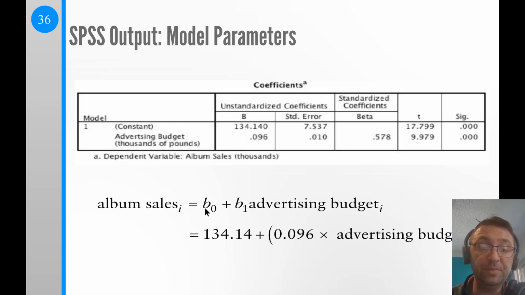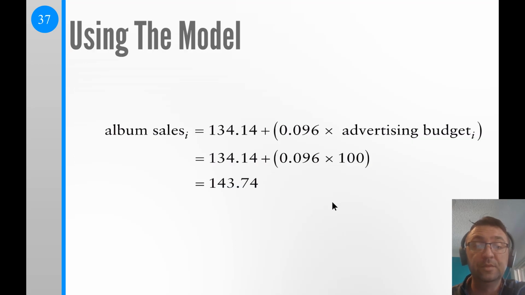Okay. And so we can then express this as an equation, B0 plus B1 times advertising budget, and this is basically what it looks like. So album sales equals, fine. This is substituting in, so if we spend 100,000 pounds on advertising, we'll sell about 143,000 albums. Fine.